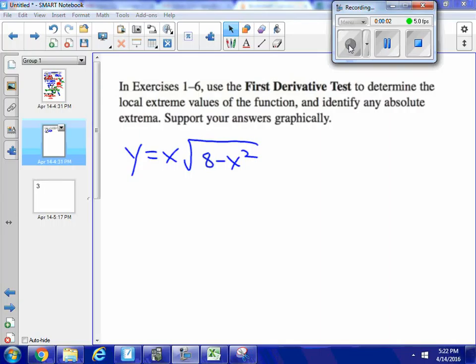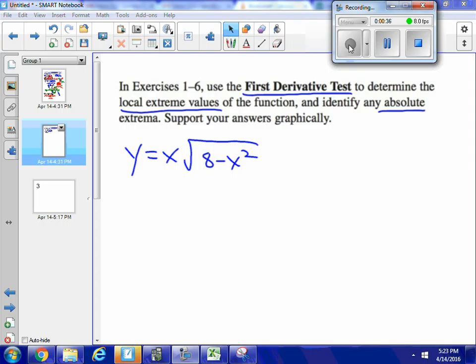In this problem, I'm going to use the first derivative test to determine local extreme values of a function and find any absolute extrema, and then I'm going to support my answers with the graph. And this problem I'm going to take a little bit of extra time on because there's a lot of different graphing things that we can pull into it from pre-calculus and algebra 2 that are just good to be able to kind of know how to apply them.